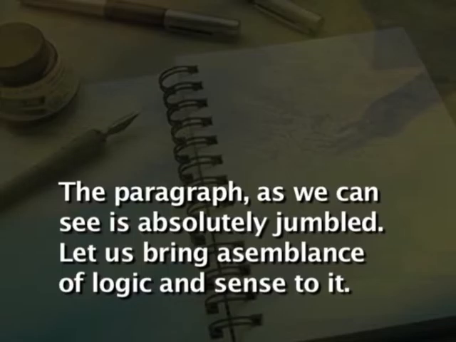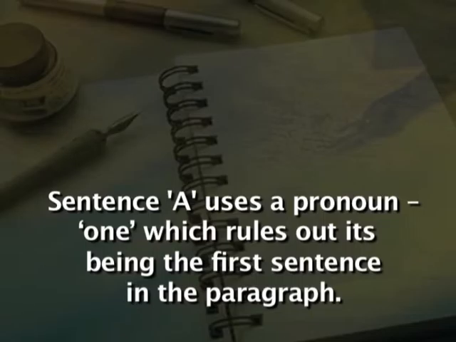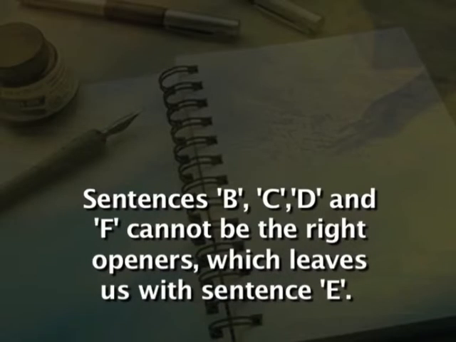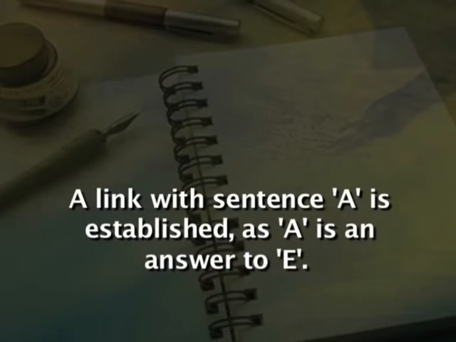The paragraph, as we can see, is absolutely jumbled. Let us bring a semblance of logic and sense to it. Sentence A uses a pronoun, one, which rules out its being the first sentence in the paragraph. Sentence B, C, D and F cannot be the right openers, which leaves us with sentence E. "You really want to take another examination?" A link with sentence A is immediately established, as A is an answer to E.